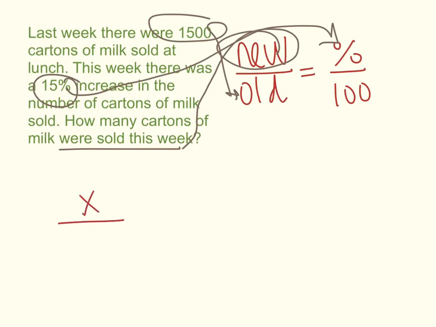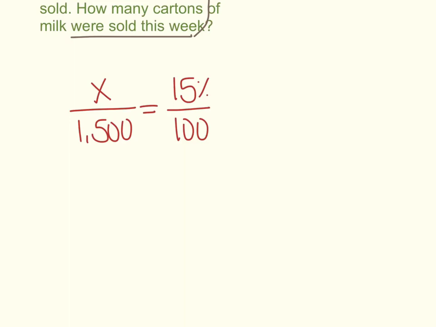X over 1,500 is equal to 15% out of 100. You might guess that we're going to cross multiply and then divide to get this answer. So I'm going to go ahead and say that 1,500 times 15. I'm going to write that down and see what we get. So why don't you try and do that same thing.